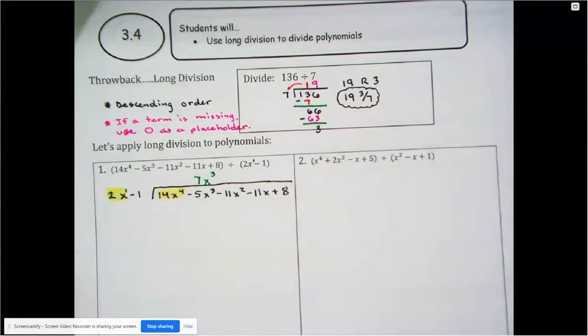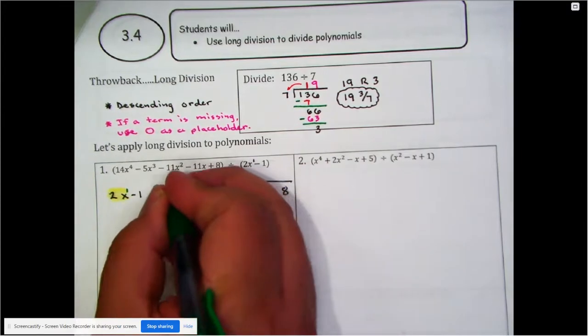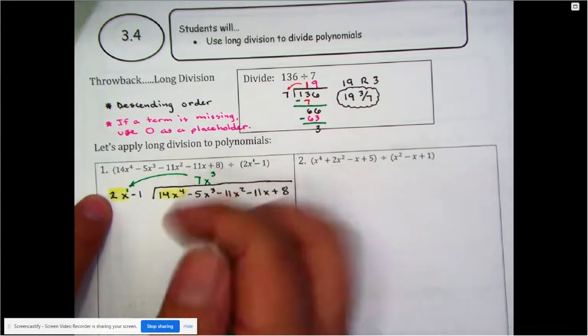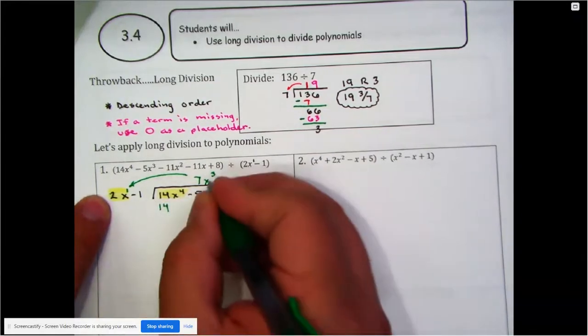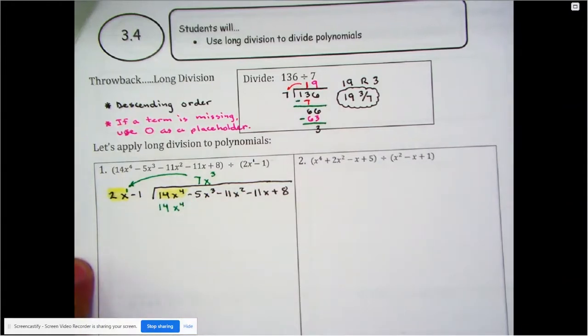So we're going to do a little multiplication with that green 7x to the third. Don't forget, I'm not just multiplying here. Let's get that one out of the way. 7 times 2 is 14. X to the third times x is x to the fourth. There it is. We have our first perfect match.